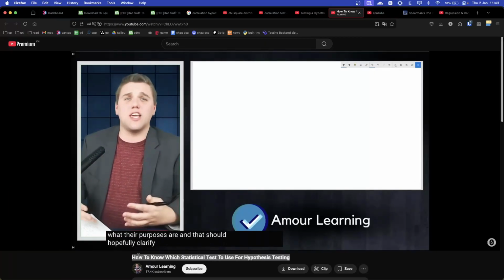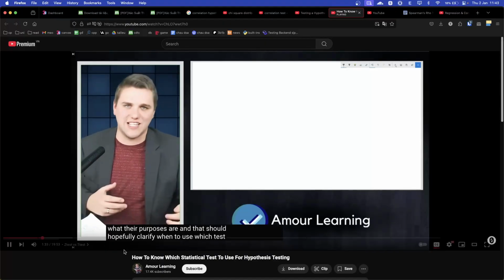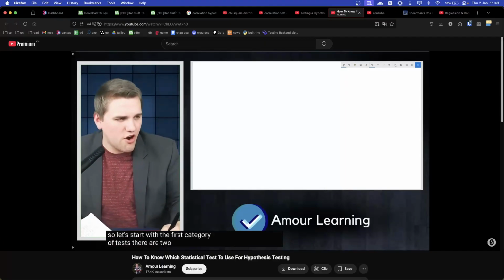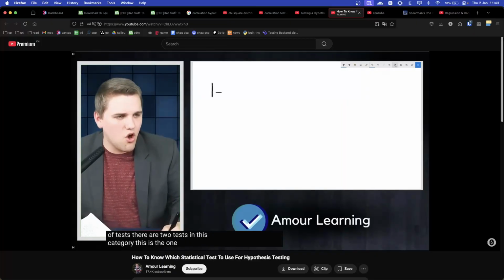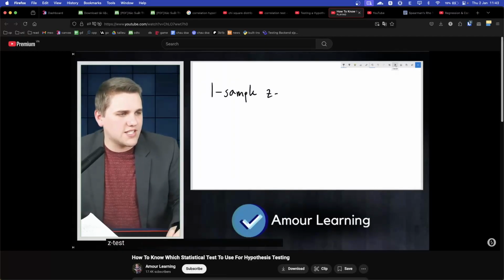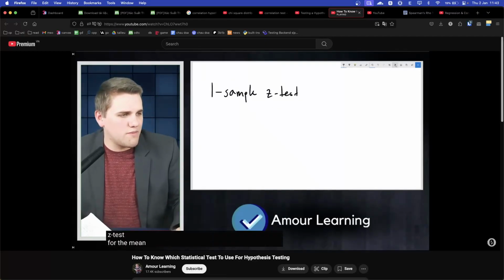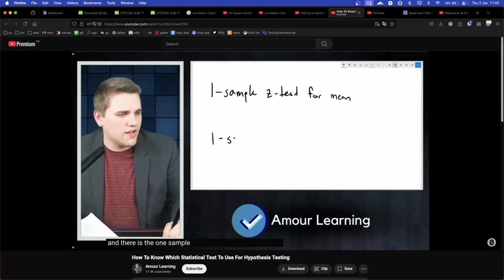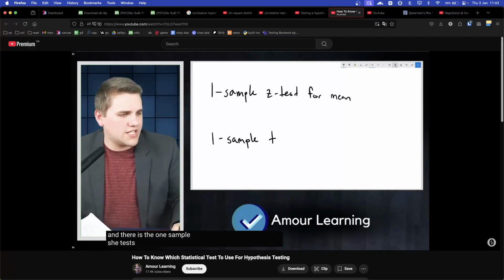And that should hopefully clarify when to use which test. So let's start with the first category of tests. There are two tests in this category. This is the one sample z-test for the mean, and there is the one sample t-test for the mean.